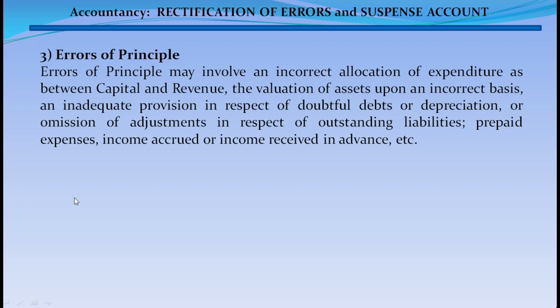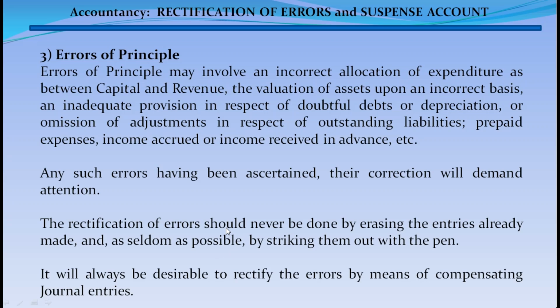Errors of principle. Errors of principle may involve an incorrect allocation of expenditure as between capital and revenue, the valuation of assets upon an incorrect basis, an inadequate provision in respect of doubtful debts or depreciation, or omission of adjustments in respect of outstanding liabilities, prepaid expenses, income accrued or income received in advance, etc. Any such errors having been ascertained, their correction will demand attention.